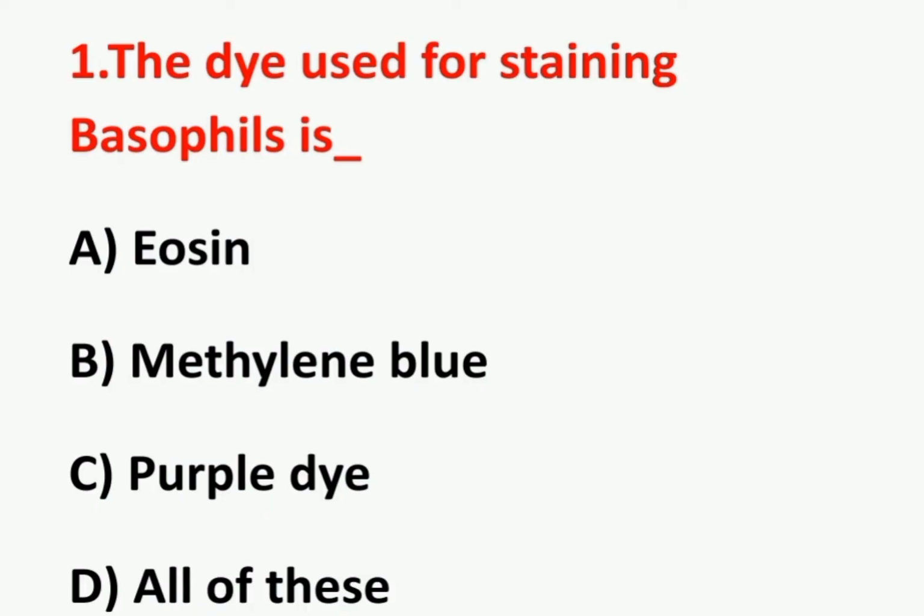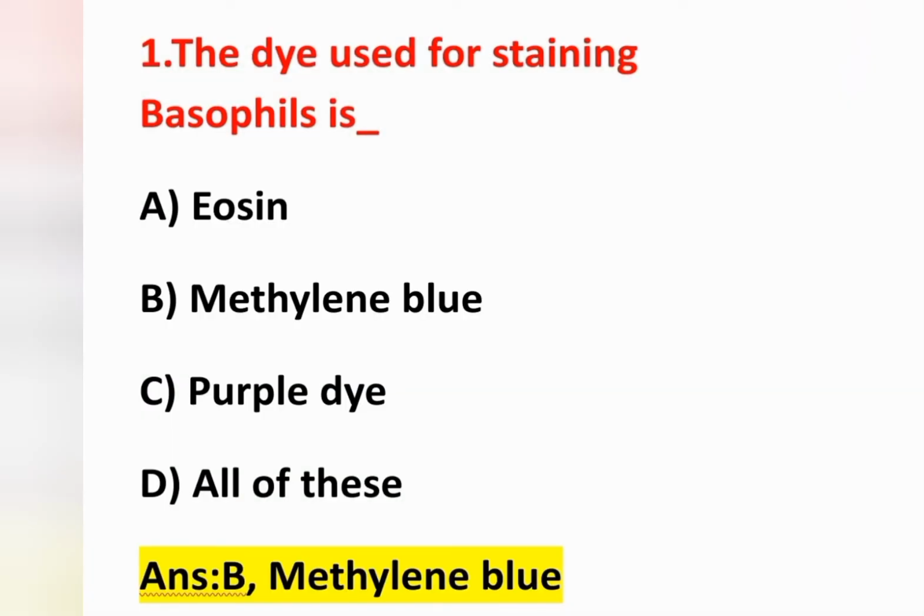Let's ask the question. First question, the dye used for staining basophils is. Options are option A, eosin, option B, methylene blue, option C, purple dye, option D, all of this. Correct answer for this question is option B, methylene blue. The dye used for staining basophils is methylene blue.